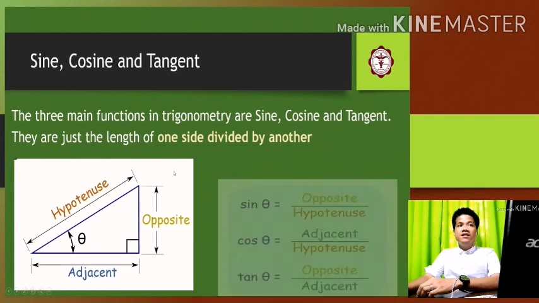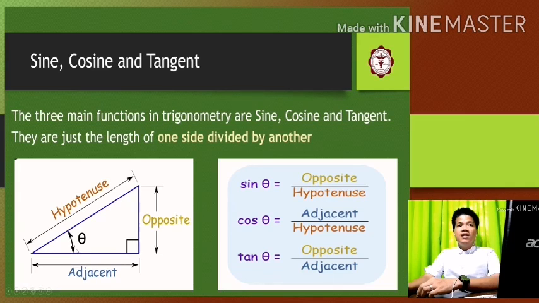So given here the illustration, theta, the formula for sine theta is equal to the opposite side divided by the hypotenuse. Cosine theta is equal to the adjacent side over the hypotenuse side, and then tangent theta is equal to the opposite side over the adjacent side.